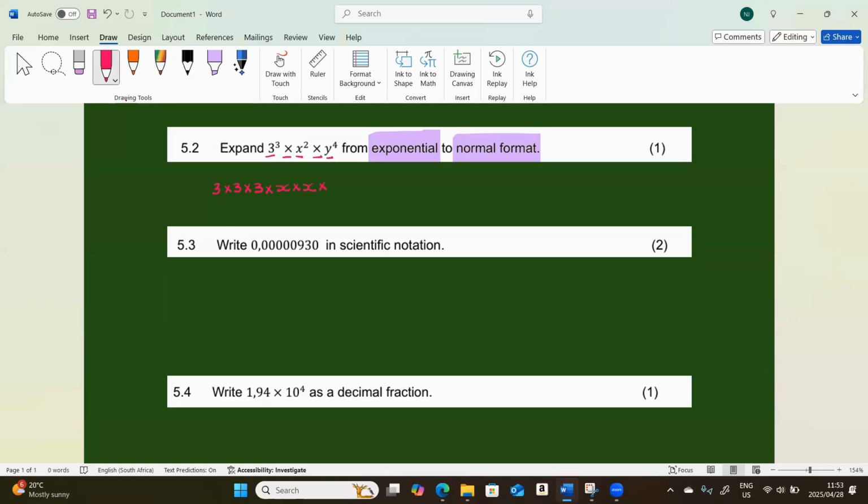And we multiply y with itself 4 times. That is what the power tells me. So it's going to be y times y times y times y. Okay, that was very easy. That is all that you had to do to earn this 1 mark.